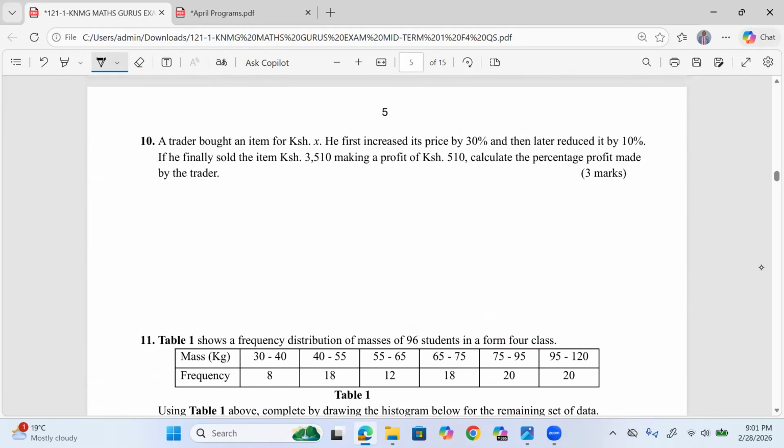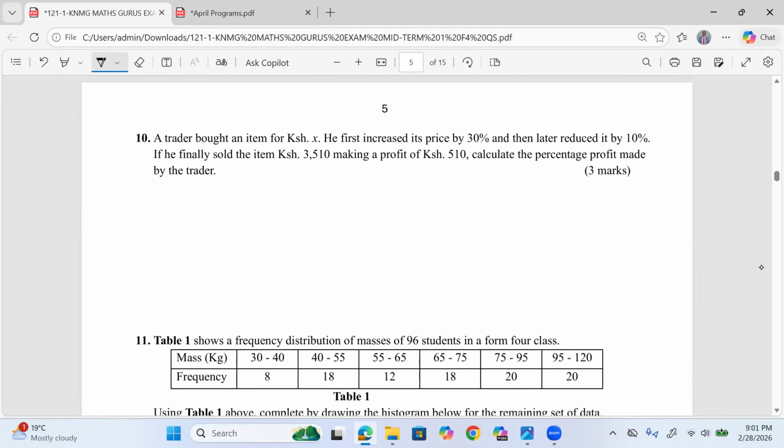We are now looking at number 10, a very good question here. A trader bought an item for X Kenya shillings. Then he first increased its price by 30% and then later reduced it by 10%. If he finally sold the item at 3,510, making a profit of 510 Kenya shillings, calculate the percentage profit made by the trader.